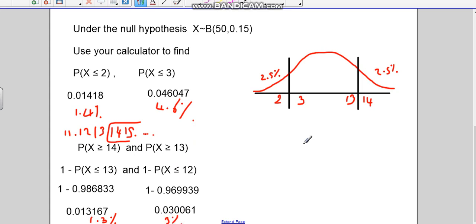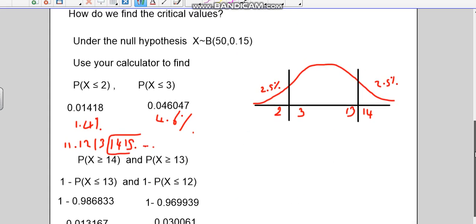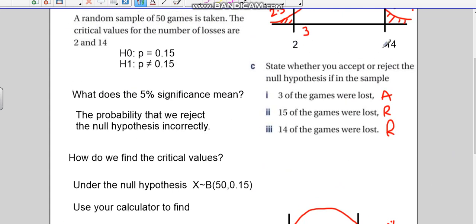And again, I need that critical region to be 2.5%. So 14 would be the first value in that critical region, but 13 would not be in that critical region because the 3% is bigger than the 2.5%. So that's what we've been through there, just showing you why 2 and 14 were the critical values for that question. What we need to do now is to work out how we're going to do that.